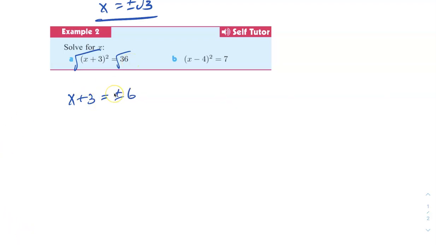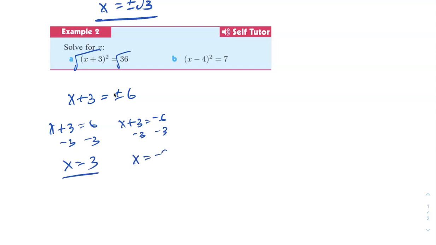So now we have two problems. We have x plus 3 equals 6, x plus 3 equals negative 6. We solve each one. X equals 3, and x equals negative 9.